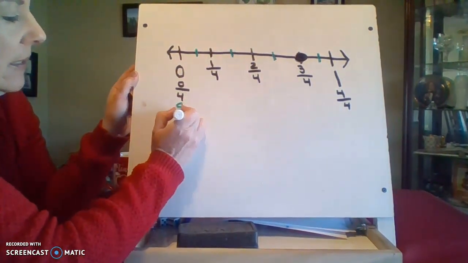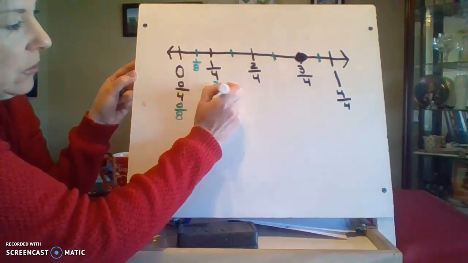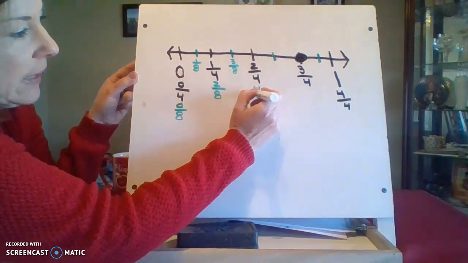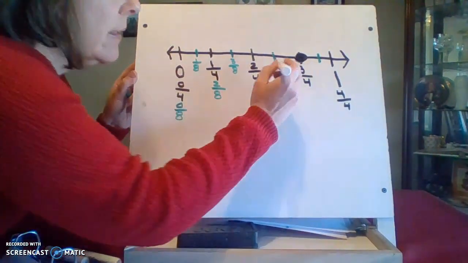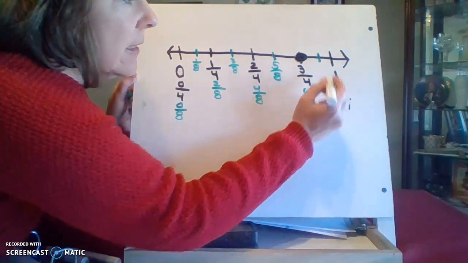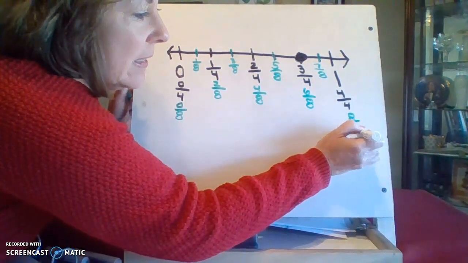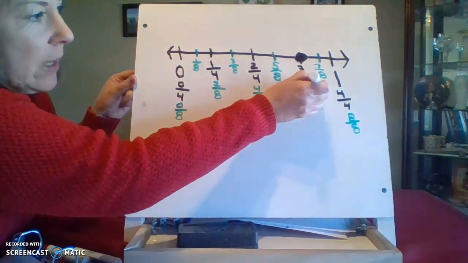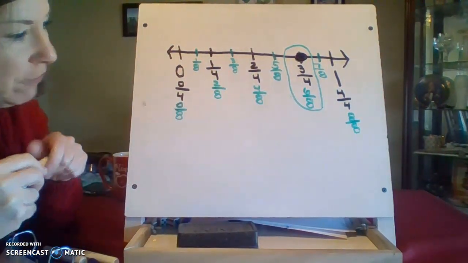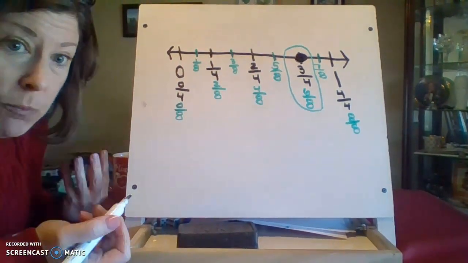So again, 0/8, 1/8, 2/8, 3/8, 4/8. So we have a couple equivalent fraction pairs here. 5/8, 6/8, 7/8, and 8/8. So here's the one that we were concentrating on. 3/4 is the same as 6/8, just with smaller pieces.